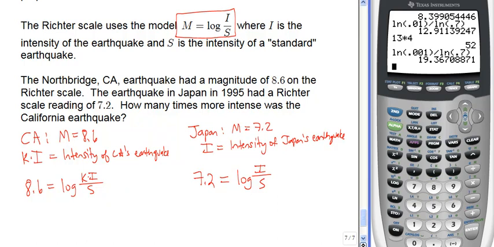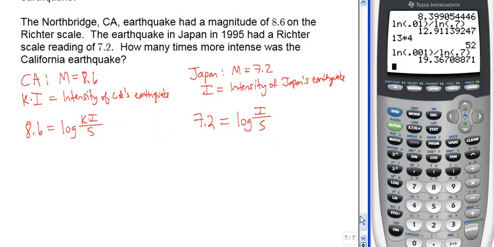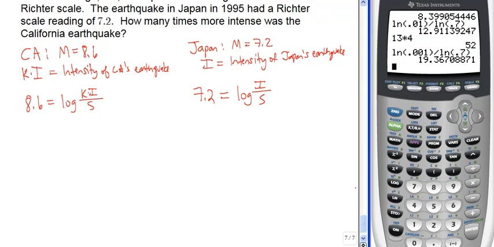Now the key to these earthquake problems is really those properties of logs. We're going to use those to help manipulate our two different formulas here and try to compare them. So if we take a look at this California one, 8.6 equals the log of this quotient. And what you want to remember about properties of logs is the log of a quotient becomes the difference in the two logs. So we take the log of the top minus the log of the bottom.